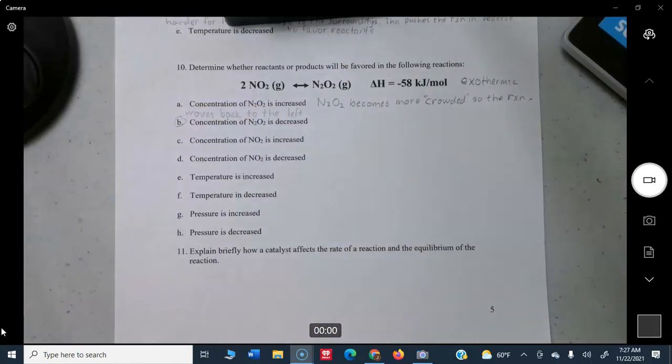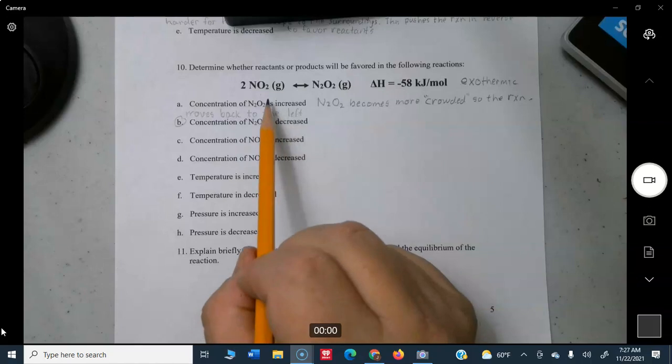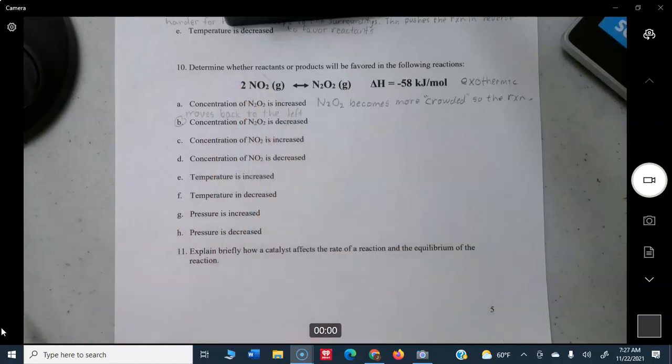C, concentration of NO2 is increased. You're increasing that. What's going to happen?